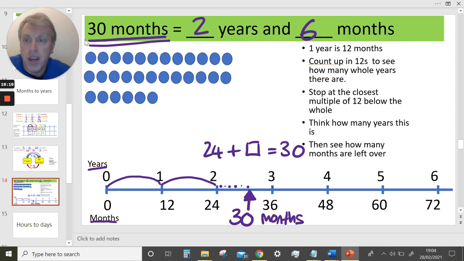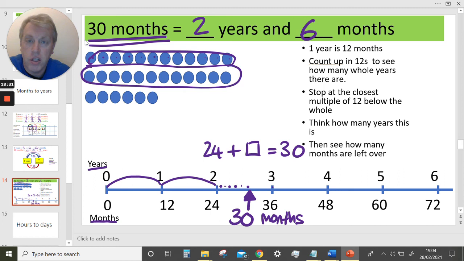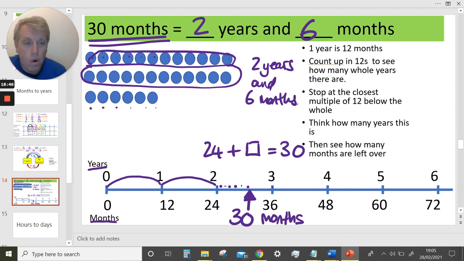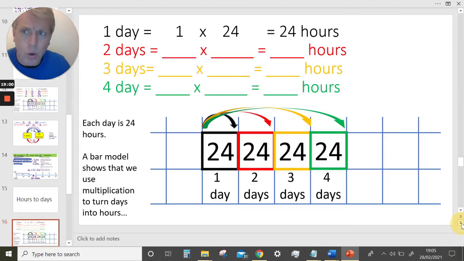I've got 30 months here. Let's put them into groups of 12. 1, 2, 3, 4, 5, 6, 7, 8, 9, 10, 11, 12. That's 1 year. 2 years. And 1, 2, 3, 4, 5, 6. We can see it here. 2 years. Each group of 12 is 1 year. Alright, I hope we're getting the idea. It's the same thing. We've got to divide by 12 and say the remainder when we are turning months into years. What about hours to days?